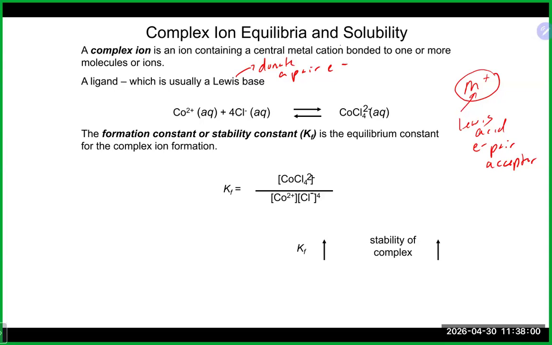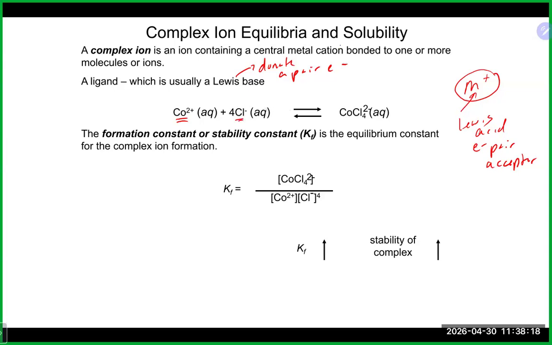So you could think of a complex ion almost as a Lewis acid-base type of situation that's occurring. And we have these ligands that are attaching. And if we look at this, in this case, we have cobalt 2+, which is our metal.